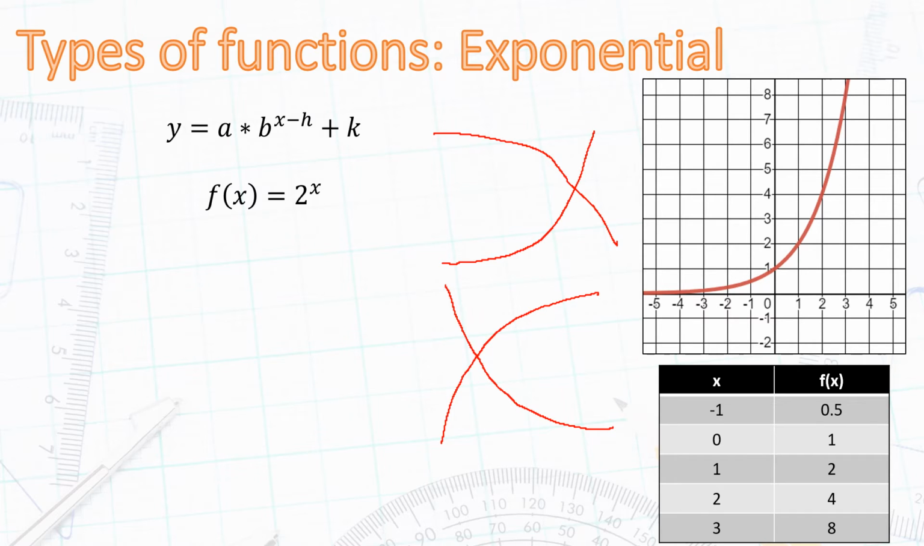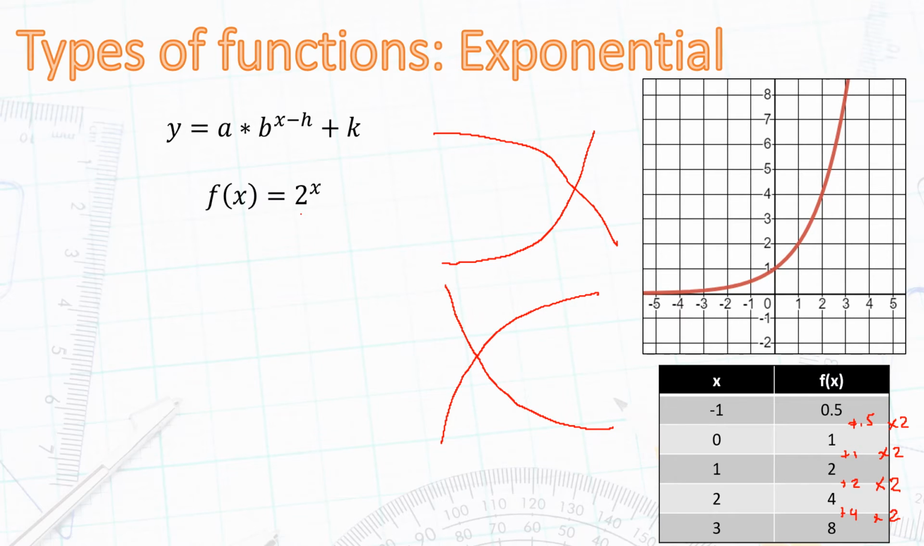And then table-wise, look for multipliers. So like 0.5 to 1, it's going up 0.5, and then plus 0.5, plus 1, plus 2, plus 4. So looking at that 0.5, 1, 2, 4, 8, they're doubling each time. 0.5 times 2 is 1, 1 times 2 is 2, so it's actually times 2 each time. So if you can see that pattern, that it's multiplying by something each time, and that something is staying consistent, that tells you that you've got an exponential function.